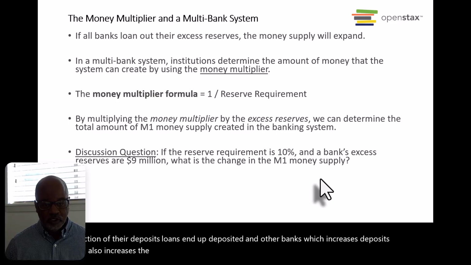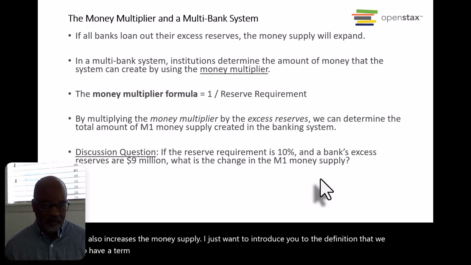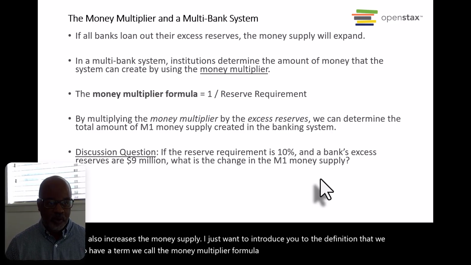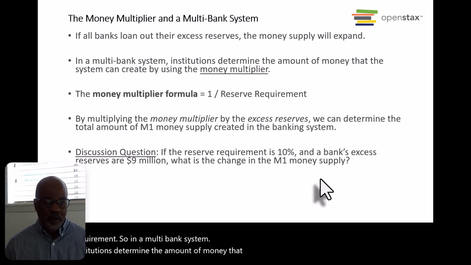I just want to introduce you to the definition that we also have a term we call the money multiplier formula, which equals 1 over the reserve requirement. So in a multi-bank system, institutions determine the amount of money that the system can create by using the money multiplier.